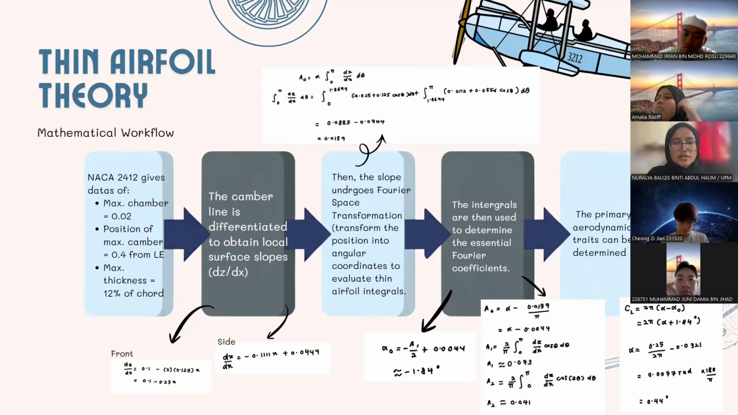The slope then undergoes a Fourier transformation, which transforms the position into angular coordinates to evaluate thin airfoil integrals. The integrals are used to determine the essential Fourier coefficients, A0, A1, and A2. From A1, we obtain alpha naught, which we then substitute into the coefficient of lift to find the angle of attack required for the airfoil. Lastly, the aerodynamic traits can be determined using the data that we obtain. That's all from me.